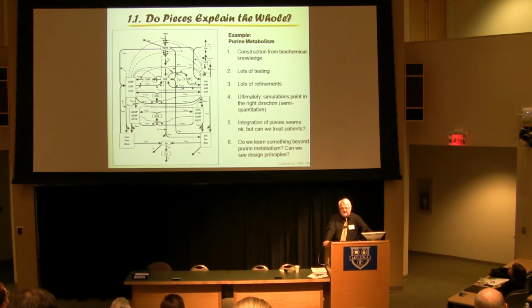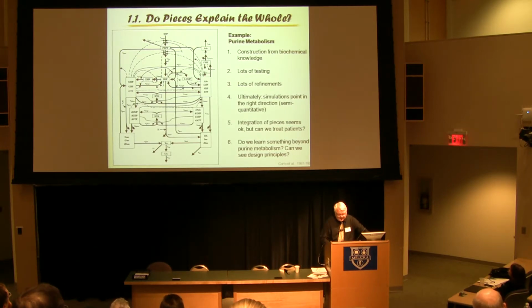So here's an example of whether pieces fit together. This is a model that we did years ago about purine metabolism. And, poor graduate student worked for 4 or 5 years to get all the information, kinetic information, fluxes, all that stuff. Put it together, didn't work, tested, didn't work, and so on. So you have the cycle that takes a long time.